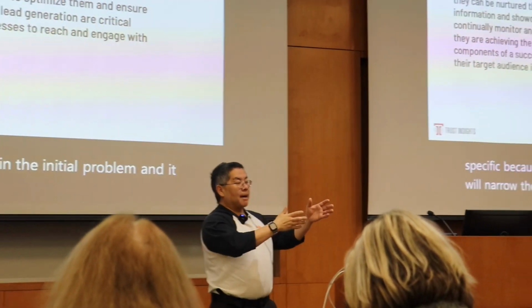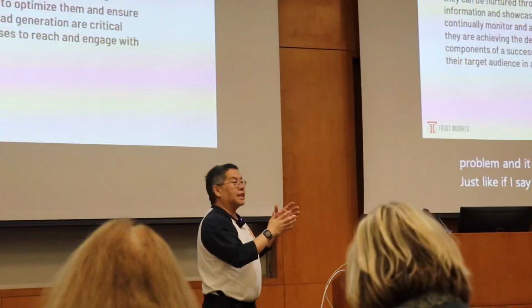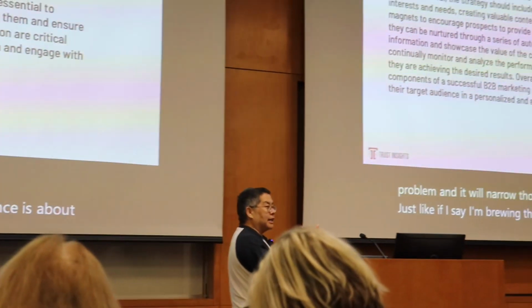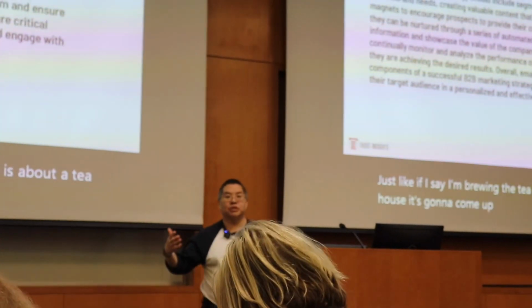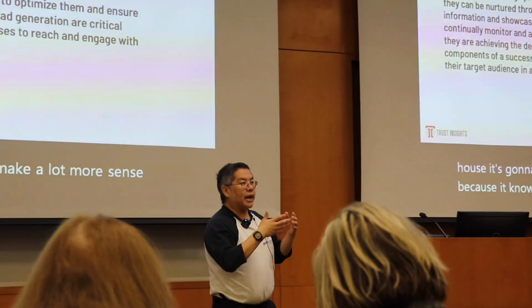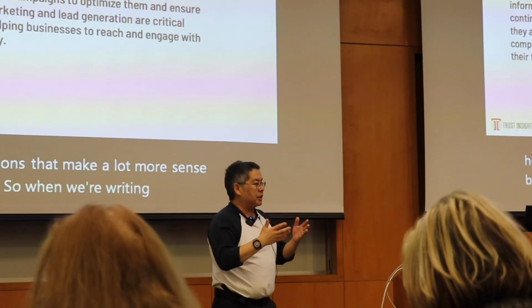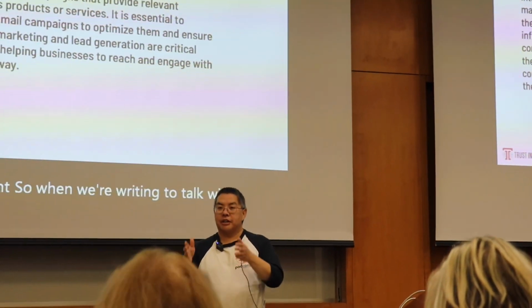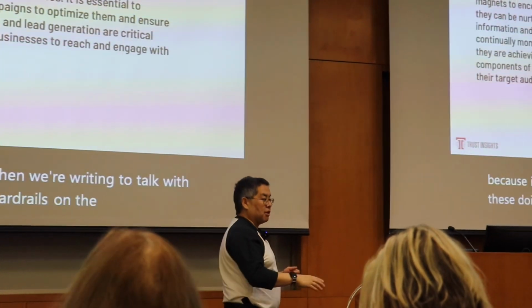Just like if I say "I'm brewing the tea," and my previous sentence is about a tea house, right, it's going to come up with completions that make a lot more sense because it knows what guardrails I want. So when we're doing these prompts, we are putting guardrails on. The guardrails are the words we use in the prompts.